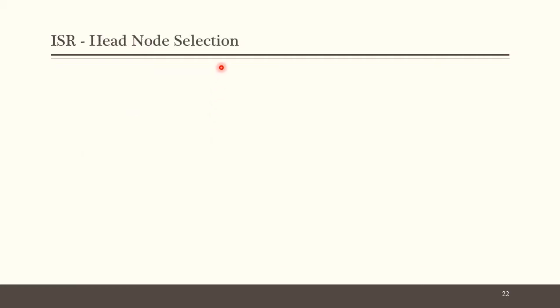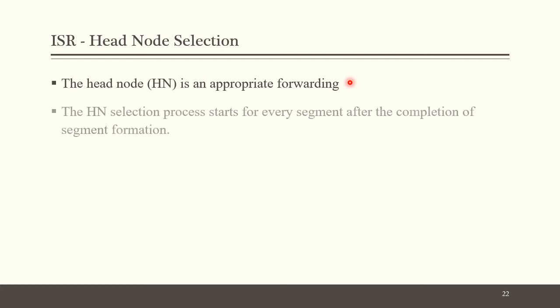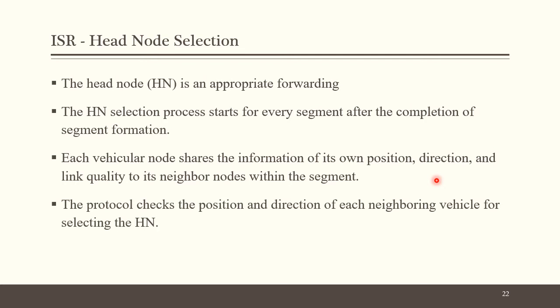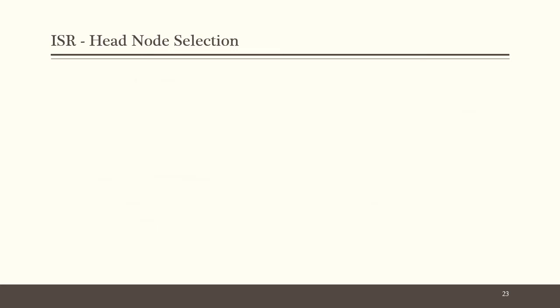And now we will see the head node selection. Like I said, the head node performs routing within a segment and between segments. After a segment is formed, we select a vehicle for head node. Every vehicle shares the information of its position, direction, link quality and neighbor nodes within the segment. Then the protocol checks the position and the direction of vehicles. Then after that, the protocol calculates the score for selecting the head node. Scores are calculated on three metrics.